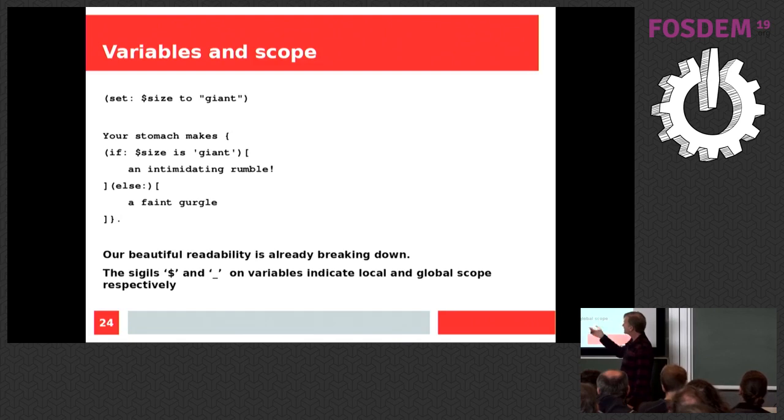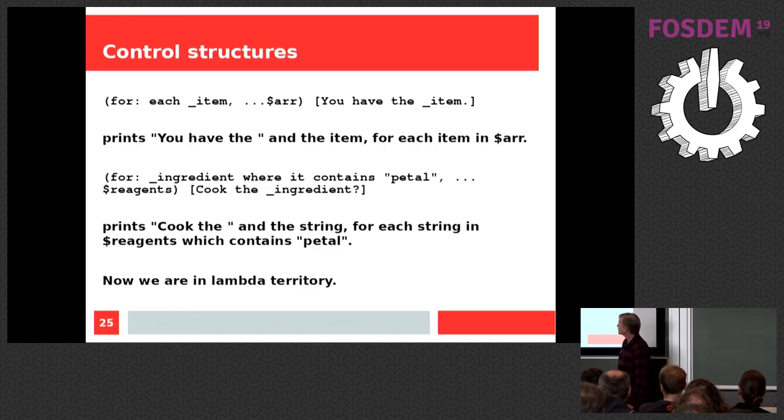So this text here would let you choose a sentence based on the value of the variable size. The sigils on the variables demonstrate scope. And it has various control structures. And this is where this introductory language starts going off the rails. It has various lambda-like structures. And I probably won't go into the details, but here, this one on the bottom, it searches a global variable. It limits the contents of the global variable by a test, and then uses that test to print a list.